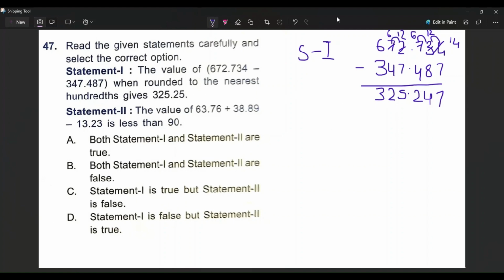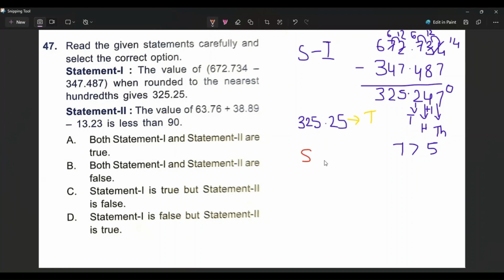Whether the statement is true or false, let's check. After the decimal, going to the extreme right, this becomes the 10th place, this becomes the 100th place, this becomes the 1000th place. If we are supposed to round off to the nearest hundredths, we check with the 1000th place. So let's compare 7 with 5. 7 is greater than 5. So this becomes 0 and 1 is added to the 4 in the 100th place. So now it becomes 325.25. So statement 1 became true.